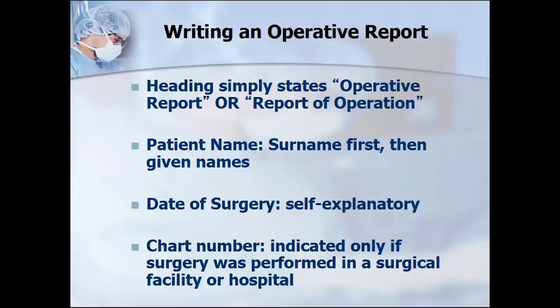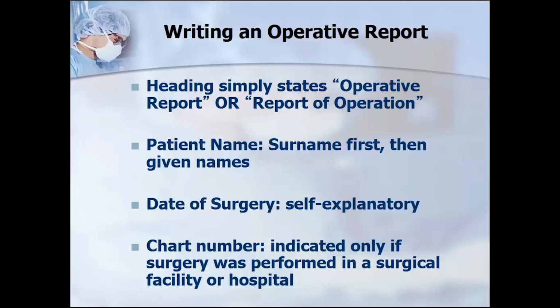When you are dictating or writing an operative report, the heading will simply state operative report or report of operation. It will be followed by the title, patient name, and when you state the name, the surname is stated first, followed by the given names of the patient.